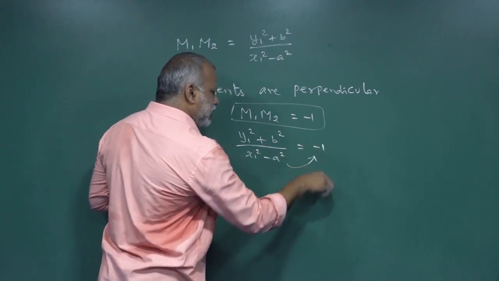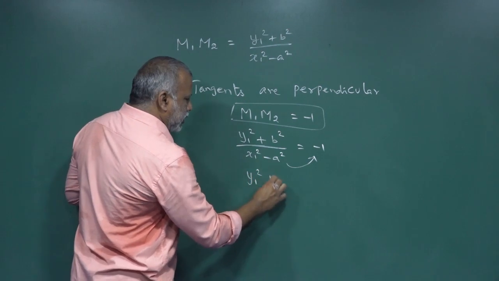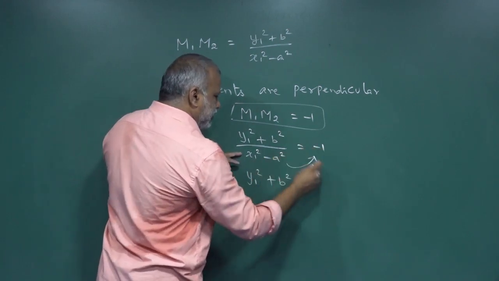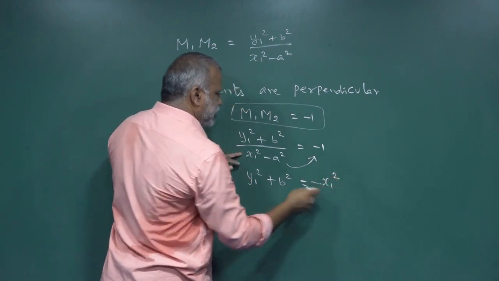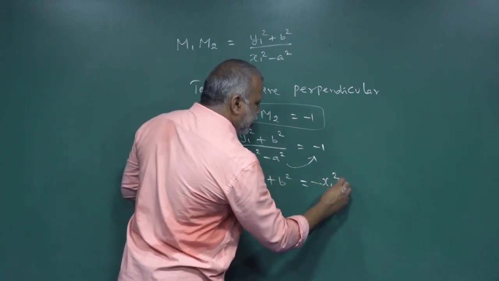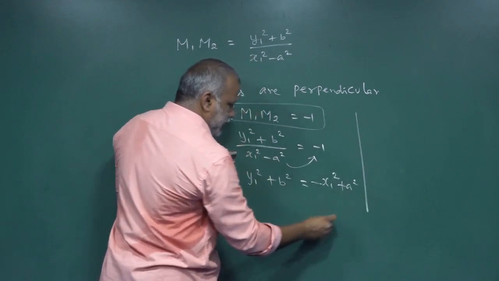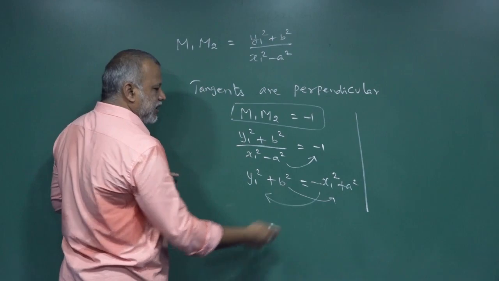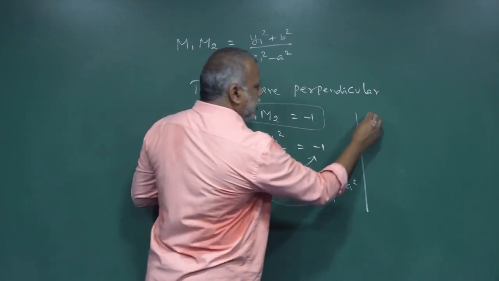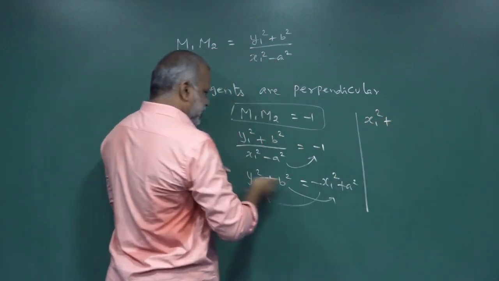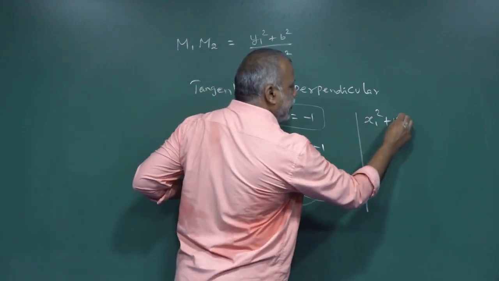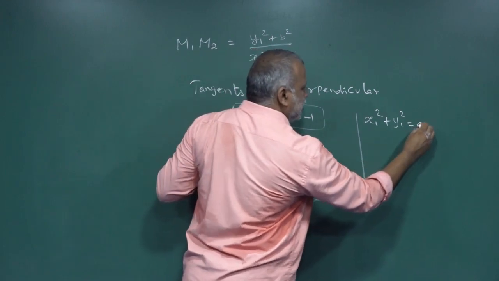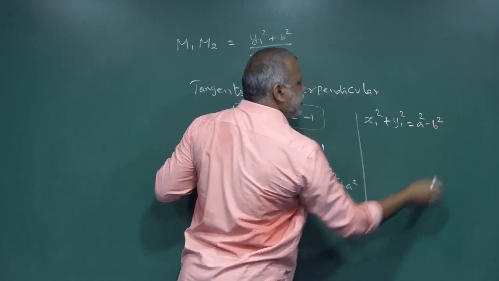Cross multiplying this, we get y1 squared plus b squared equals, if multiplied with minus 1, minus x1 squared, minus into minus, again positive a squared. So convert this b squared to the other side. x1 squared comes to this side, and we get positive x1 squared plus y1 squared equal to, if b squared goes to the other side, a squared minus b squared.